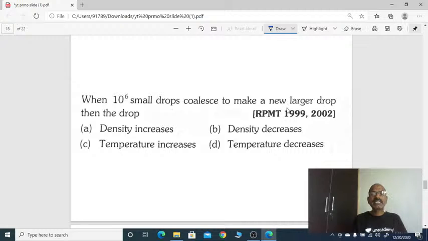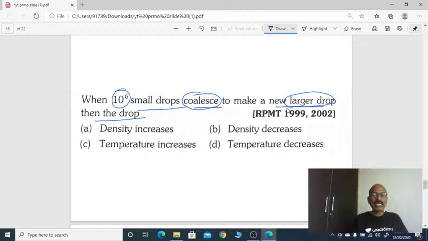When 10 power 6 small drops coalesce, that means combine to make a larger drop, then the drop density decreases, density increases, temperature increases, temperature decreases. Just to reverse the previous problem we did, where a heavier drop split into smaller drops. Here 10 power 6 smaller drops coalesce, combine to make a larger drop.